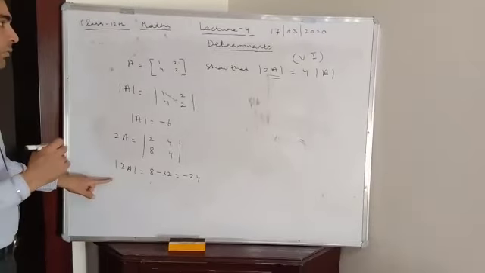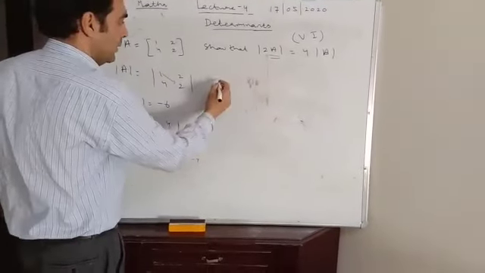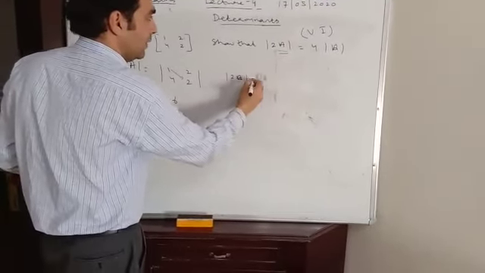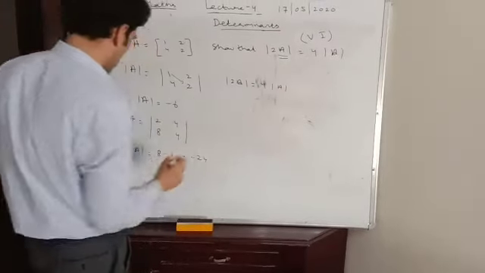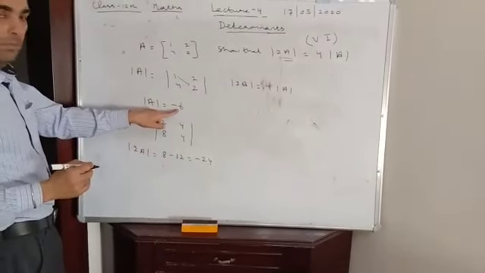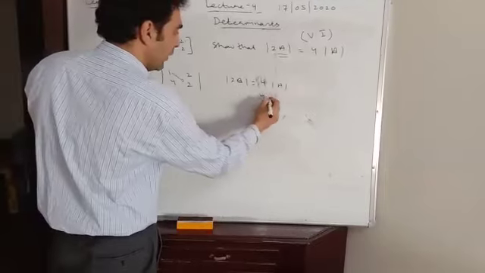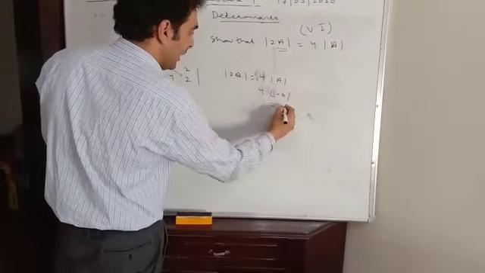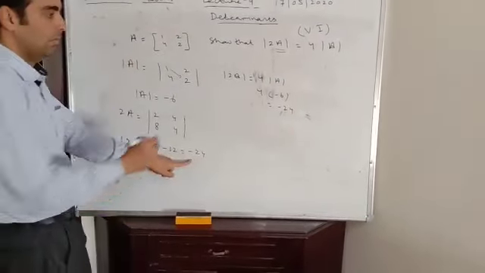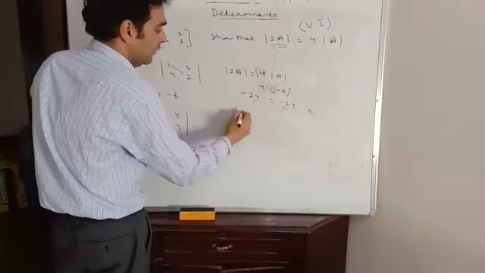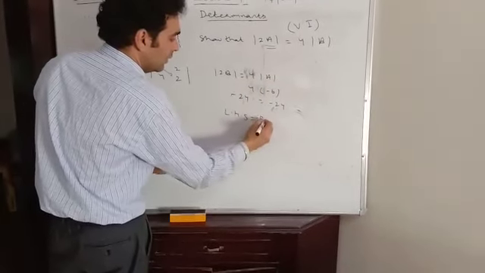We have to show that the determinant of 2A is equal to 4 times the determinant of A. Now the determinant of matrix A is minus 6. What will we do? 4 into minus 6 is minus 24. Here also minus 24. So the left hand side is equal to the right hand side.